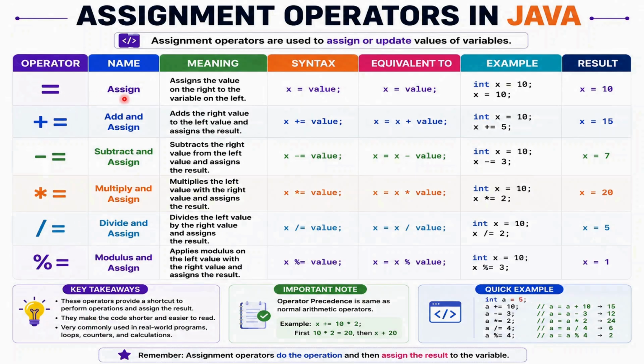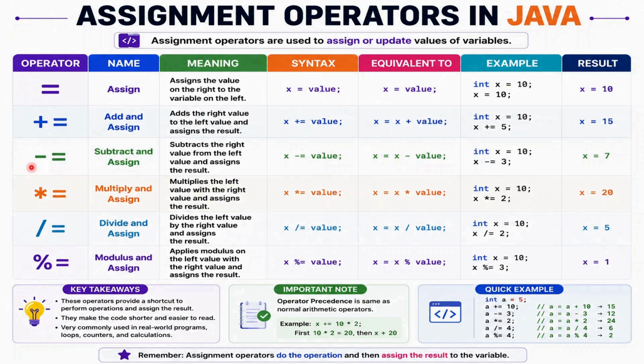The first is equal to, which means assign. The syntax is x = value. For example, suppose we have int x = 10, the result will be 10. Next is plus equals to, which means add and assign. The syntax is x += value, which is equal to x = x + value. So we have int x = 10 and then we are incrementing by 5, so the value becomes 15.